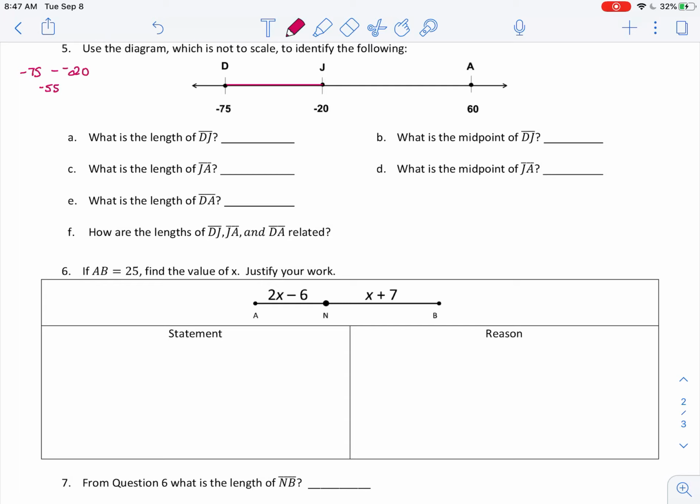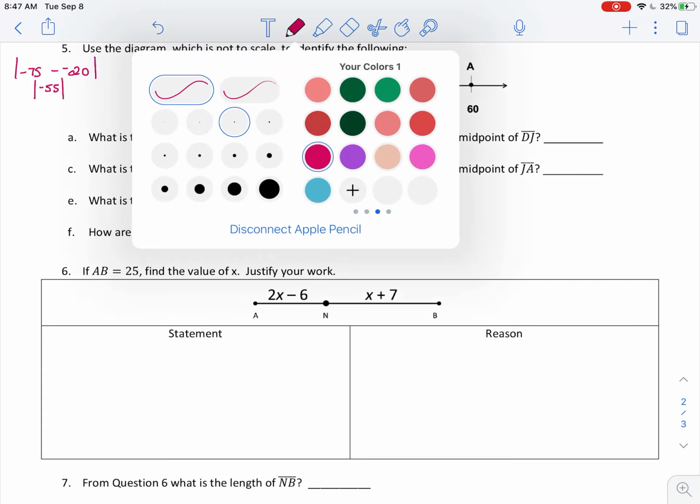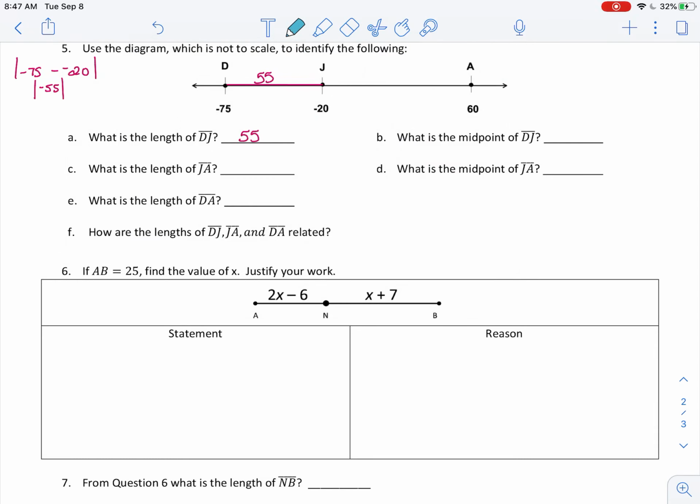distance is never negative. So what we do is we use these absolute value bars, which if you remember means take off the negative. Just like when we do the Pythagorean theorem, we don't pay attention to the negative solution. Exact same idea here. Just chuck the negative out. That distance is 55. If I had all the little marks on here, there would be 55 little steps from D to J, which is why we don't count them, because that's painful.